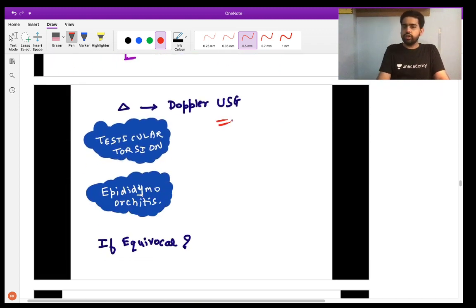What is Doppler? You all know what a Doppler is. It is a test which tells us about the blood flow. So what will happen in the testicular torsion? Will the blood flow increase or decrease? No rocket science in this. The testes are twisting on itself, so the blood flow to the testes will reduce. So there is reduction in the blood flow in testicular torsion.